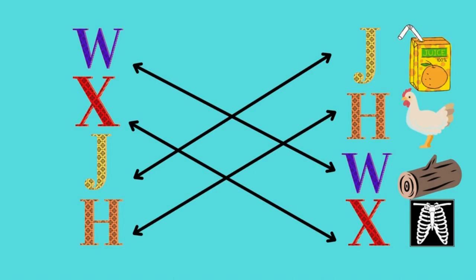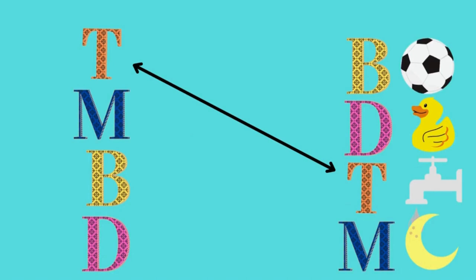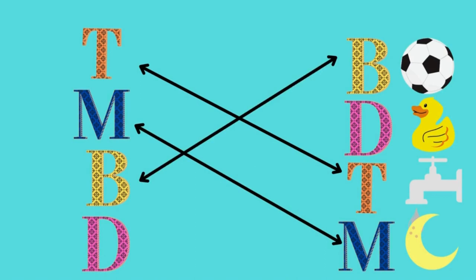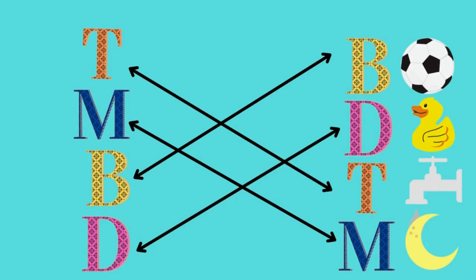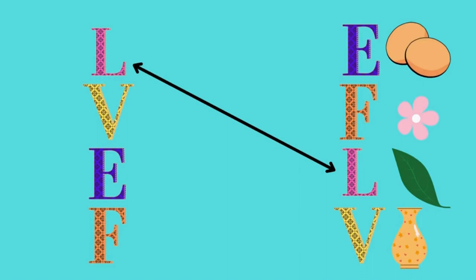T is for tap. M is for moon. B is for ball. Match the B. Yes. D is for dog. Repeat it. Yes. T is for tap. M is for moon. B is for ball. D is for dog. L is for leaf.